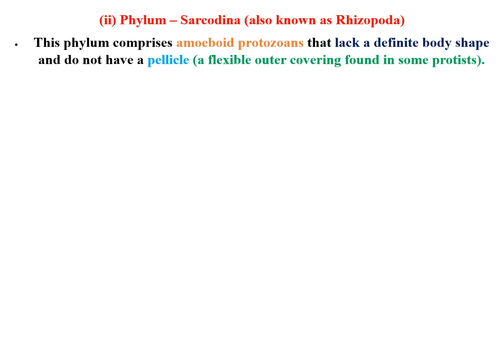Now, the fifth major group of animal-like Protista. Okay, this one is done. Now the next phylum, Sarcodina, also known as Rhizopoda. This part is also repeated, but they differentiate into the phylum Sarcodina, also known as Rhizopoda, amoeba. These protozoa lack a defined body shape; they do not have a pellicle.